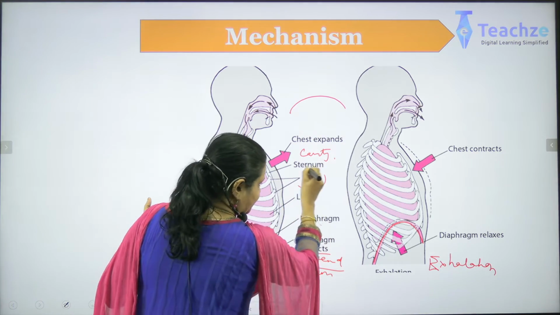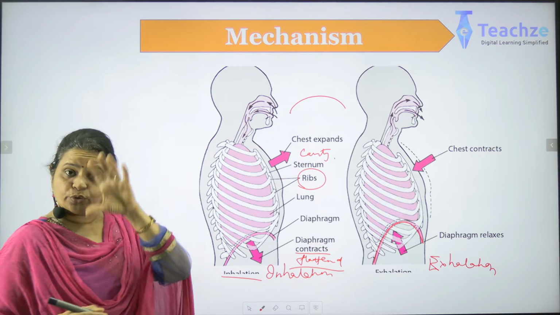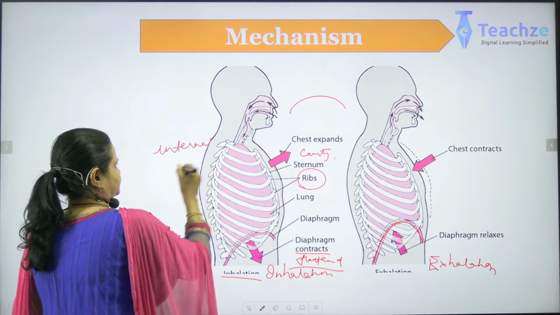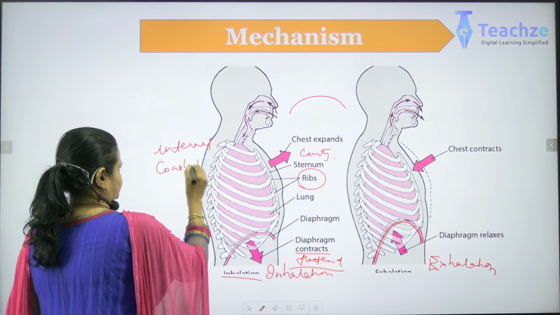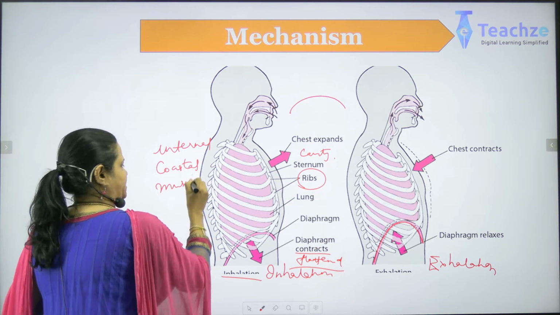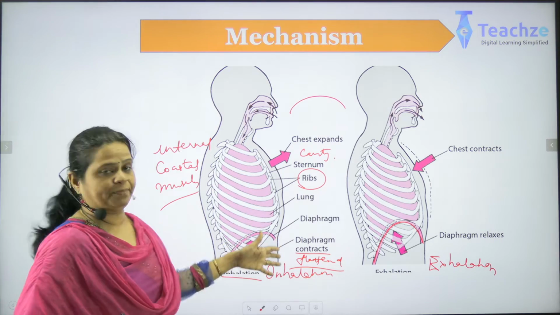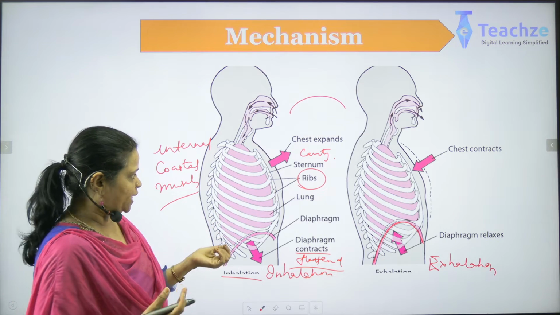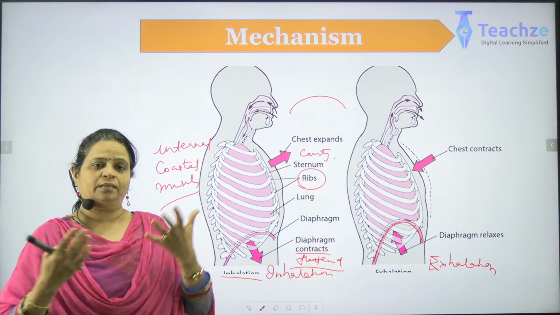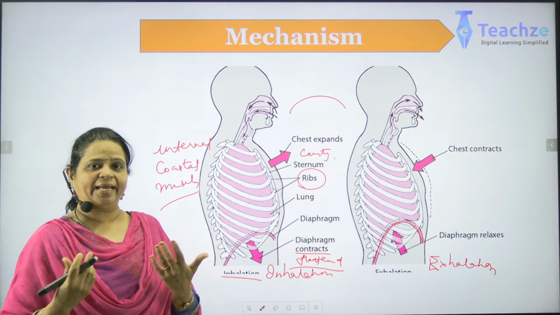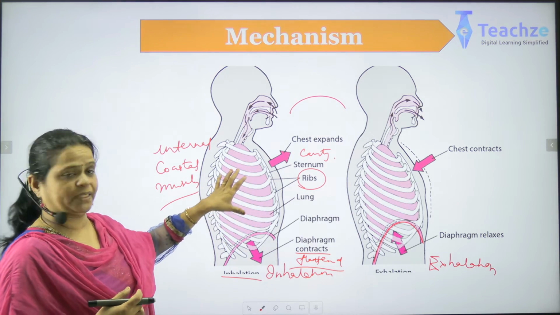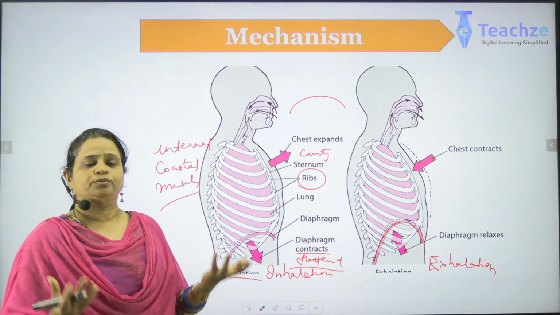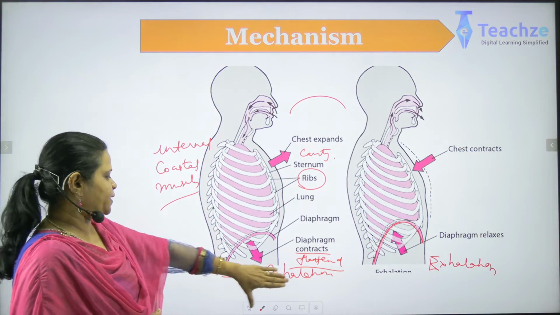So these ribs can be expanded by means of the costal muscles, that is the internal costal muscles. So now the chest cavity is bigger, the diaphragm is flattened, and the sternum is also projected towards the outside. So automatically the air capacity increases inside. Now what happens when air enters, it fills these areas, and this process we call inhalation.